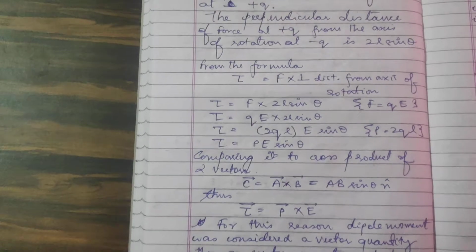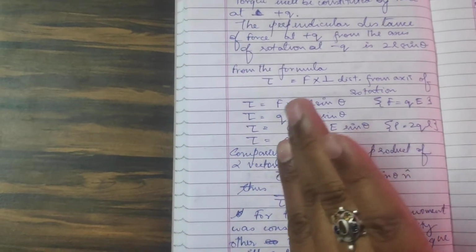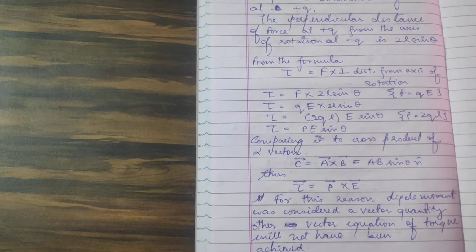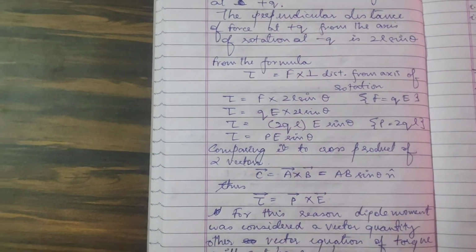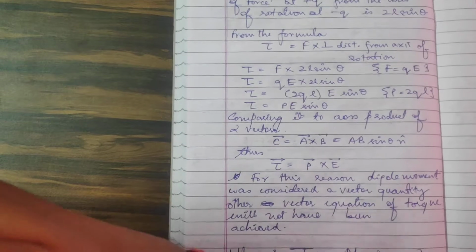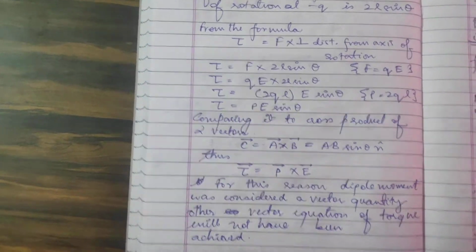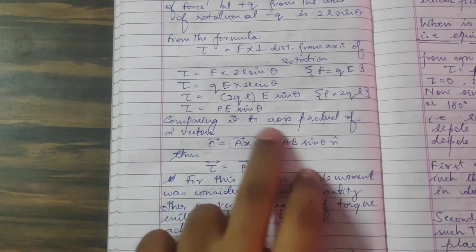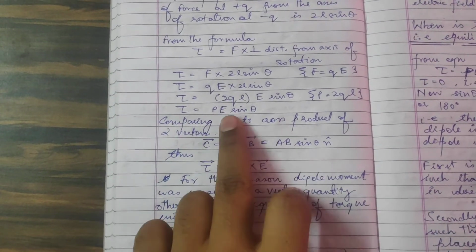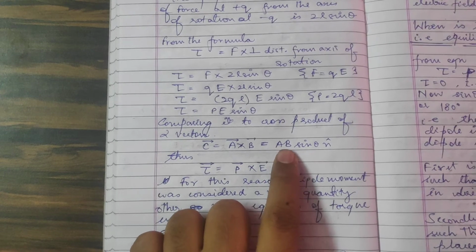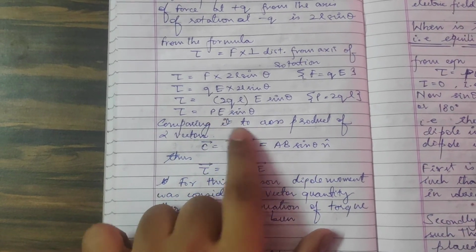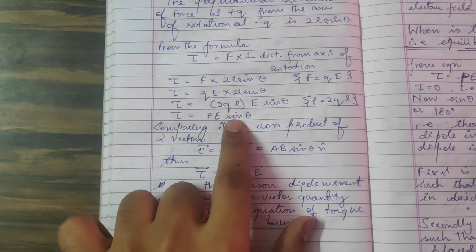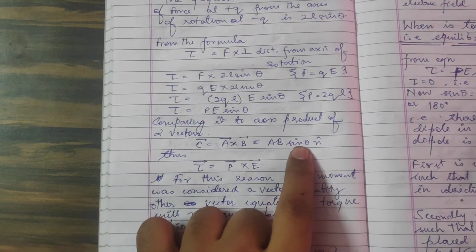I will move my fingers from A to B, and in whatever direction the thumb points gives the direction of n cap. So if we compare these two equations, they seem to be similar. Here A is a vector, B is a vector, P is a vector, E is a vector. Here theta is the angle between A and B, here theta is the angle between P and E, and it is sine of theta in both.